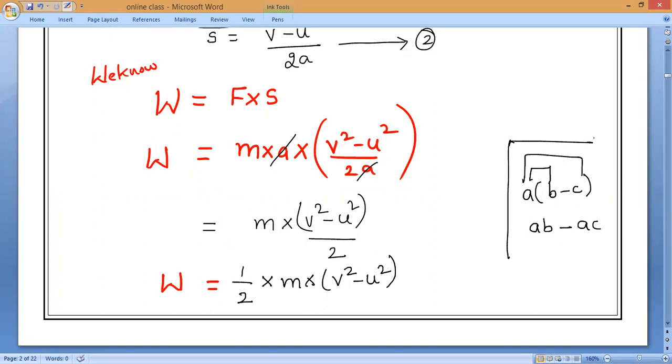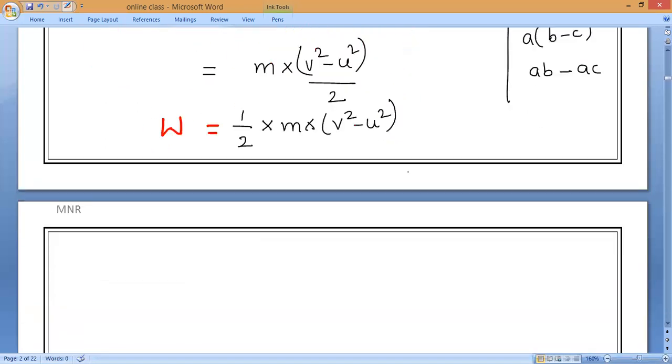So according to that, what is the answer? 1 by 2 into m into v squared, and what will happen to the minus? This 1 by 2 is also for everything. Understanding? 1 by 2 m into v squared, what will happen next?